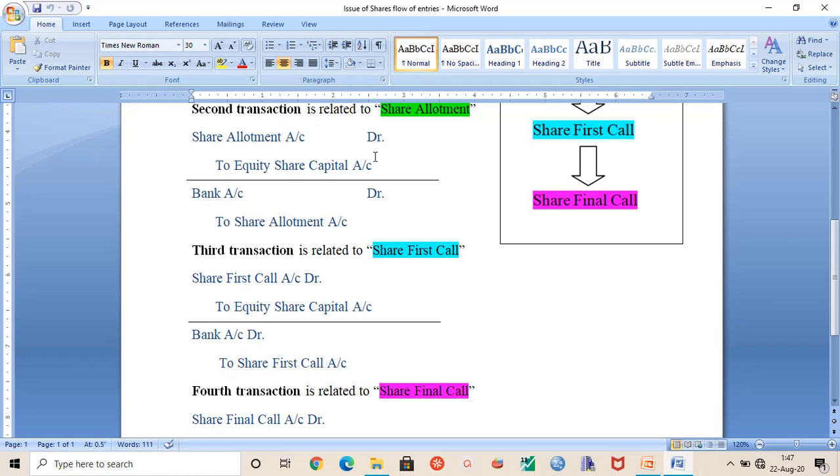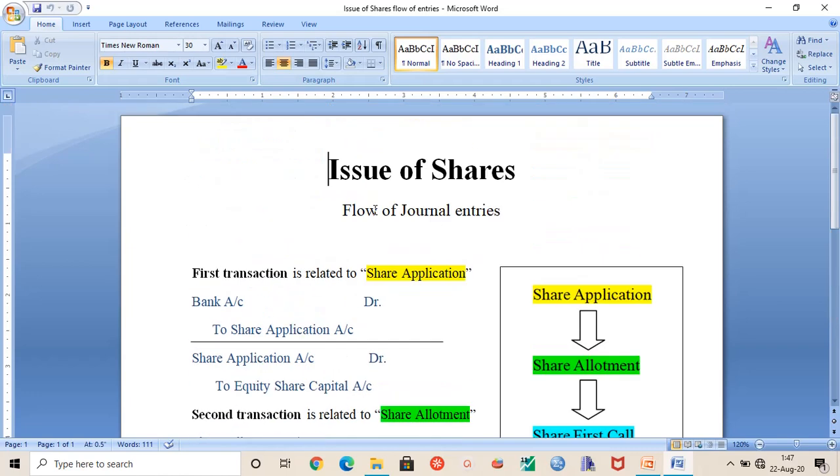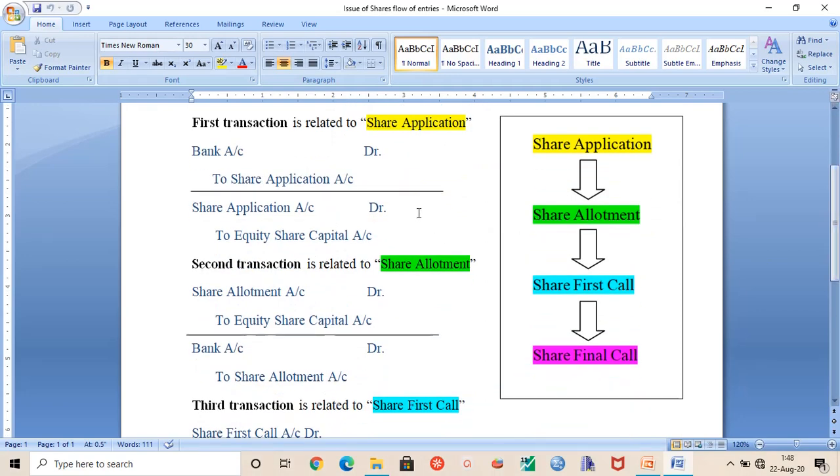Whenever any money is due in terms of allotment, first call or final call, we will not write the calls entry at that time. But when the money is to be received for allotment, share first call or final call, at that point you can see the calls in arrear as well as calls in advance. In case of share application, there will be no calls in arrear. You can have calls in advance in terms of share application, but there is no chance of having calls in arrear. We will see calls in arrear and calls in advance later.